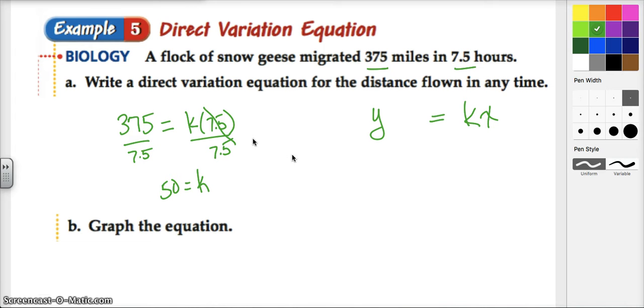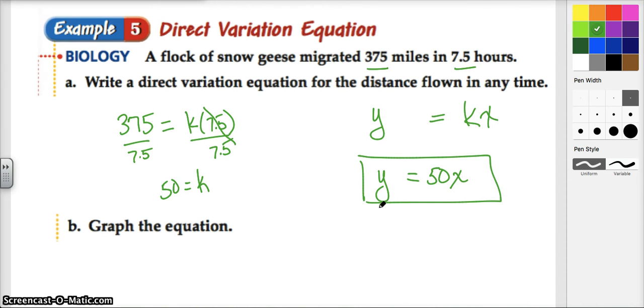The next thing we need to do is finally write the equation. And so the equation, for any time and any distance, whether it's 2 hours, 5 hours, 7.5 hours, will be y, the distance covered, equals k, in this case 50, times x. That's 50 miles per hour, in a sense, is what that refers to.